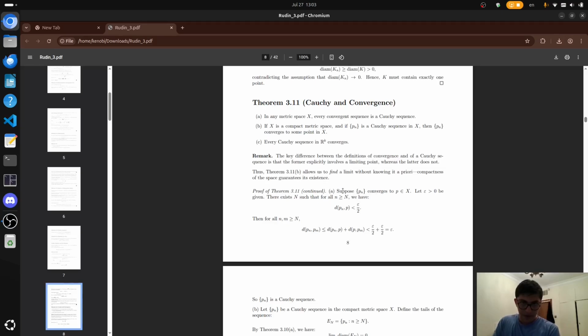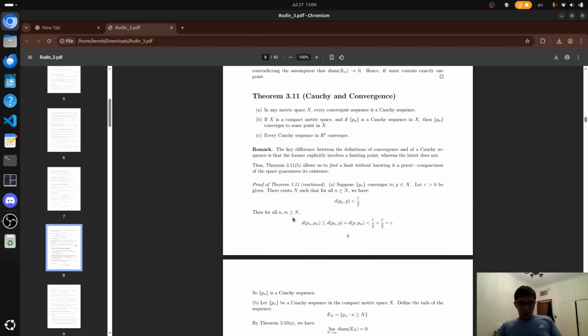Okay. Suppose P_n converges to P in X, let epsilon greater than 0 be given, then there exists N such that for all n greater than or equal to N we have the distance from P_n to P is less than epsilon over 2. So we know the distance between P_m and P, if you take m to be here, is also going to be less than epsilon over 2. So the strategy is taking the sequence with itself two times, setting them to epsilon over 2 so that you can add them nicely to become epsilon and show that this is the Cauchy criterion.